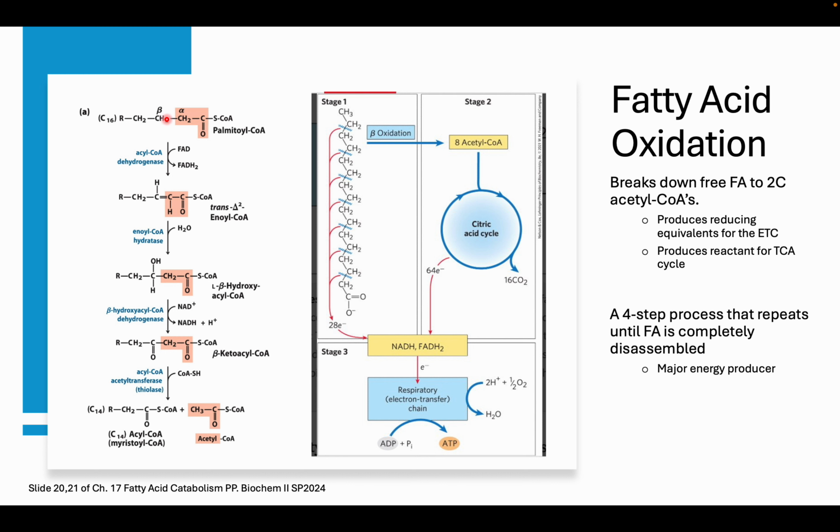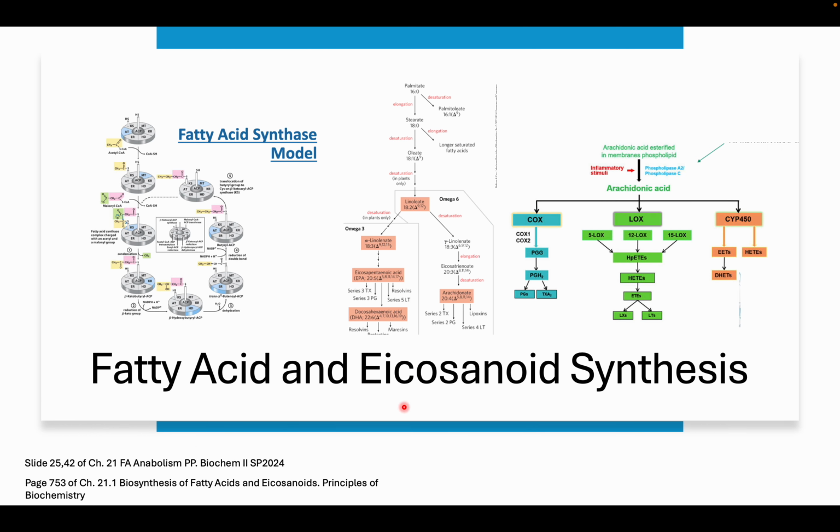Usually, this process is about a 4-step process where you have two reductions right here, a hydration, and then a lyase reaction right here. The other side of fatty acid metabolism, and most important for this lesson, is fatty acid and eicosanoid synthesis. Fatty acid synthesis begins right here in the cytoplasm, where you'll have an acetyl-CoA, and it's going to be activated with a bicarbonate to form malonyl-CoA.